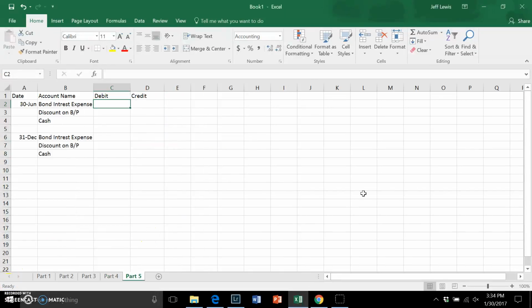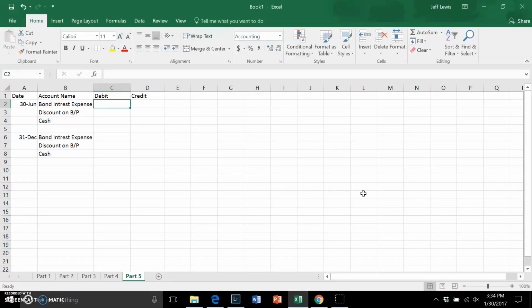Okay, thank you. So here's problem 5 of problem 10.2a. And it says prepare the journal entries to record the first 2 interest payments. And so to do this, we're going to be debiting bond interest expense and crediting the discount on bonds payable and cash.